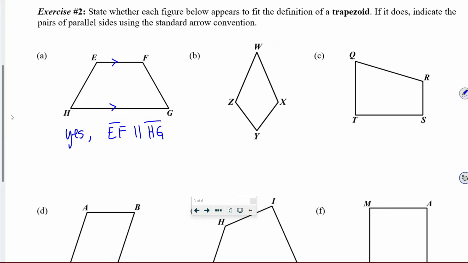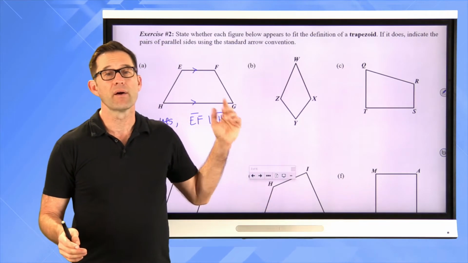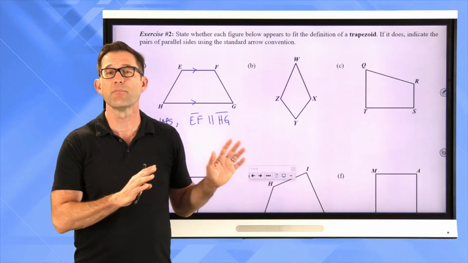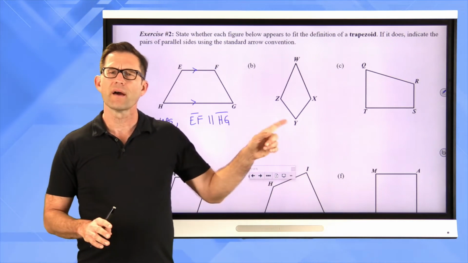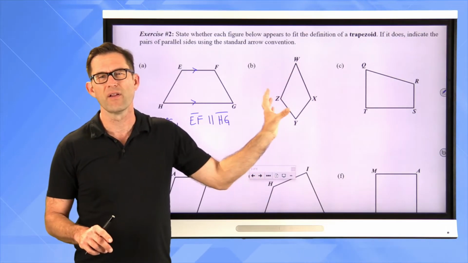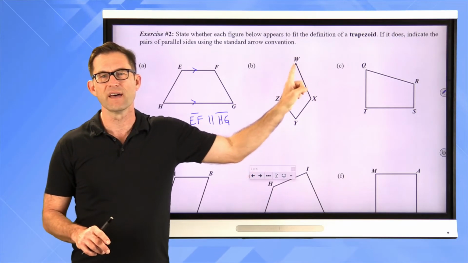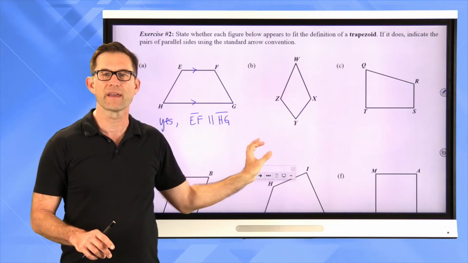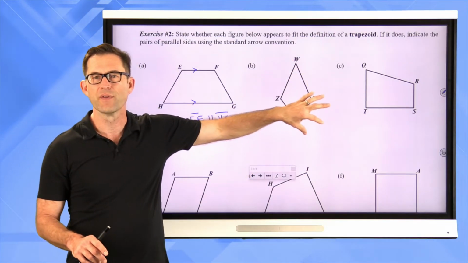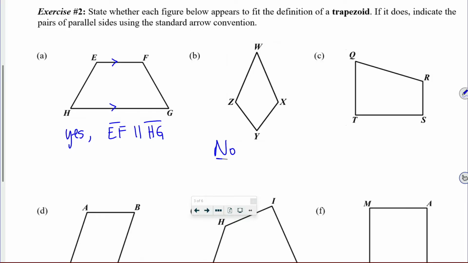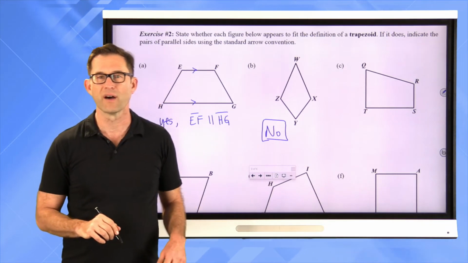Now again, I'm saying appears because maybe they aren't parallel, maybe they're slightly bent inwards and they would eventually intersect. That's not the point of what we're doing right now. Now on the other hand, letter B, right, it may appear that WZ and XY are parallel, except it's pretty clearly obvious that this and this are different lengths, and so these are actually kind of getting closer together. This is also true that these two sides are getting closer together, so this is actually not a trapezoid. It is what's known as a kite, but we'll talk more about kites at a different point in time.